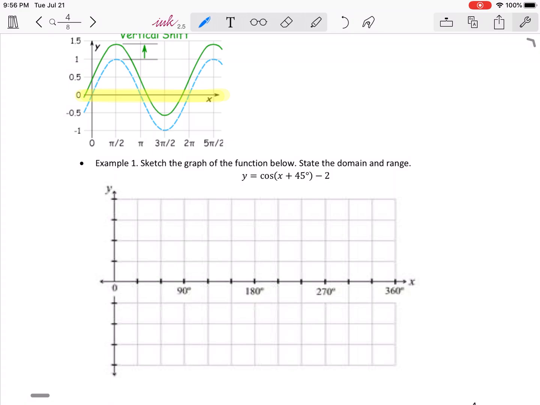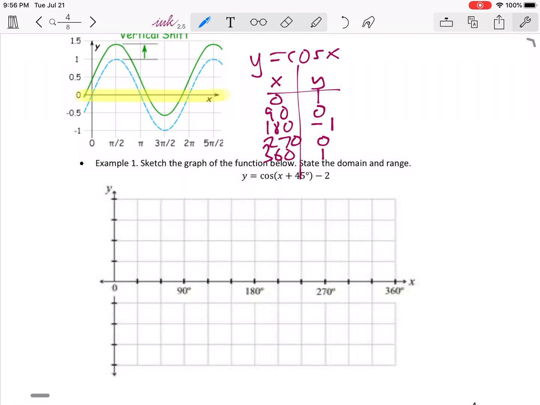We can take the original cosine, so just y equals cosine x, and we can make a table of values. So when we do a table of values, it's always best to do for one cycle. And then the other thing is to decide, are we going to do degrees or are we going to do radians involving pi? And so you look at the equation here, because it says 45 degrees, we'll use degrees then. Okay, so 0, 90, 180, 270, and 360. Okay, so 1, 0, -1, 0, and 1.